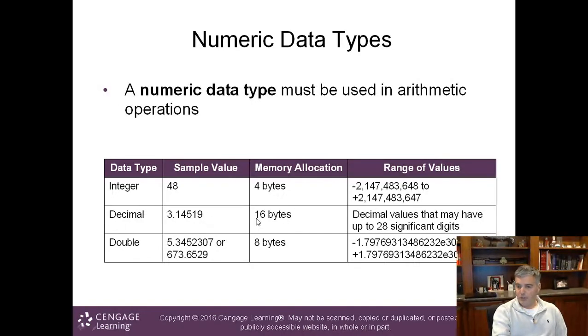We have our decimal data types. Decimal data types hold 16 bytes, so 4 times as much as an integer data type. Decimal values may have up to 28 significant digits, so 28 characters long, either a really small number or a really large number. And double is similar to a decimal data type, it just takes up less memory. So we're looking at less than 28 significant digits for a double data type.